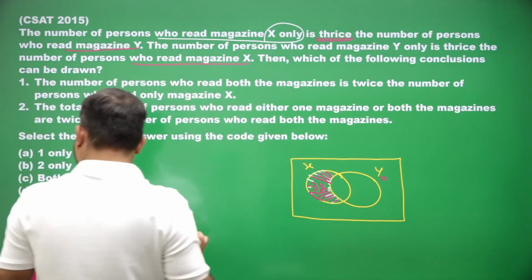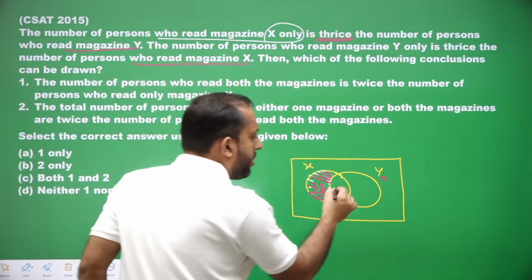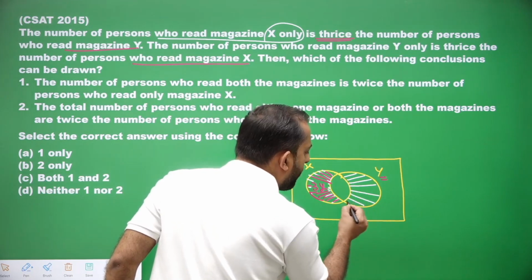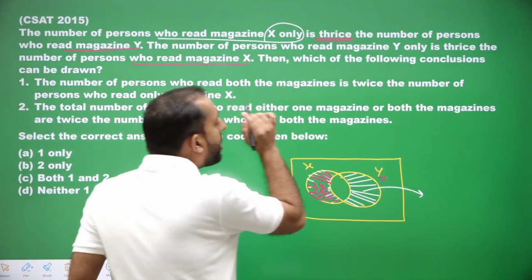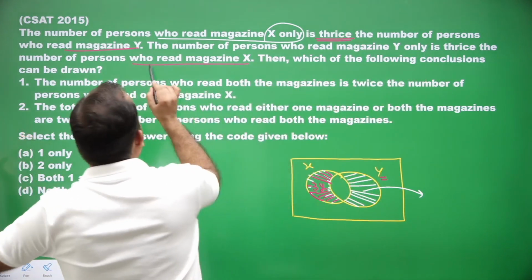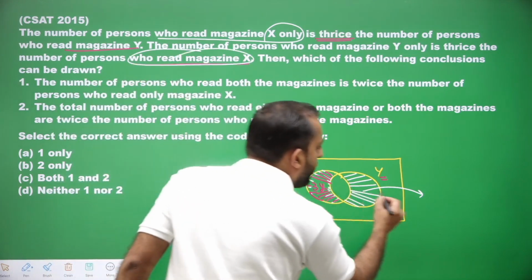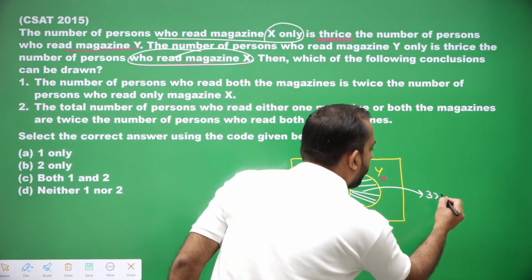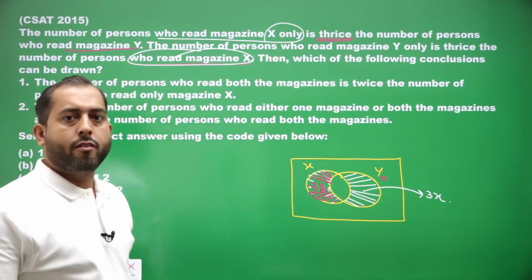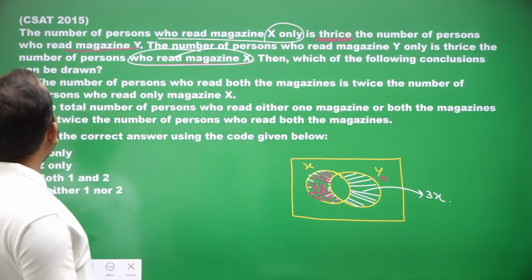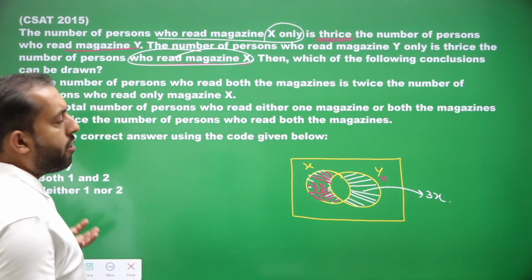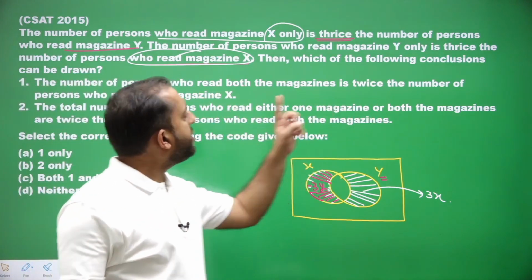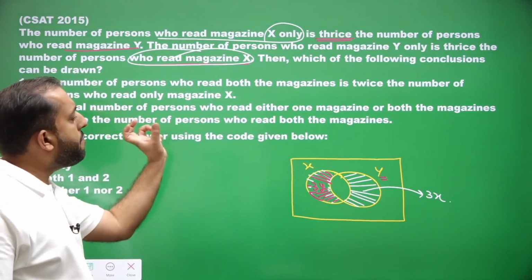Next, the number of persons who read magazine Y only is thrice the number of persons who can read magazine X. So this line indicates this part of the circle of Y. The value of this part of the circle of Y is thrice the number of persons who can read magazine X. So the value of this part is 3X. Okay. Now then, which of the following conclusions can be drawn? Let's talk about this. The number of persons who read both magazines is twice the number of persons who read only magazine X.